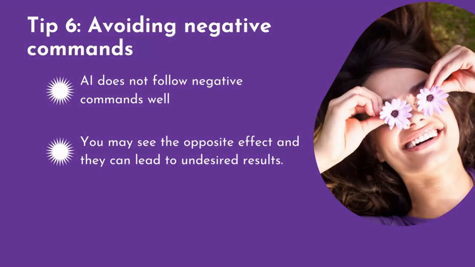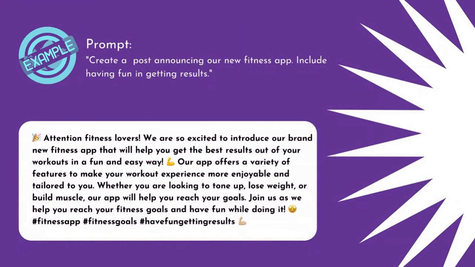Remember, it's reading a sentence and it sees the word rain and it's going to give you back rain because it thinks that's what you want to talk about. So tell the AI tool what you want, not what you don't want. Here's an example. Create a post announcing our new fitness app. Include having fun and getting results. In this prompt, you can see where it generates it and it's all positive and it's fun and it's energetic. If you say, don't mention our security issues, it's going to mention your security issues. Don't tell it what you don't want, tell it what you do want.